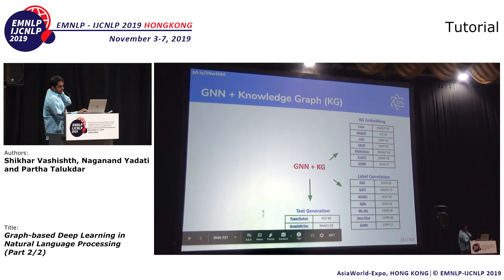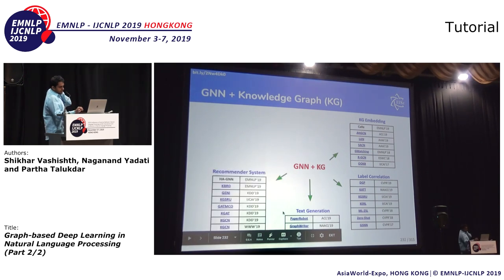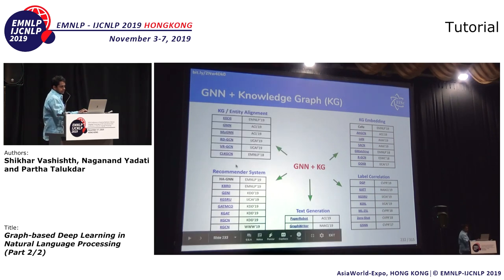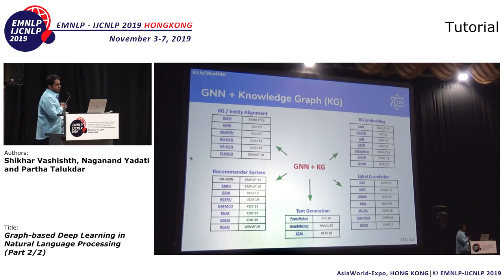And then we have text generation using knowledge graphs, right? It could be conversation generation, text generation from abstracts, visual question answering, question answering, and so on. And then in the data community, we have recommender systems, where we want to recommend items to users. And finally, we have knowledge graph entity alignment, where we have two different knowledge graphs and we want to align all the entities in the knowledge graphs, right?